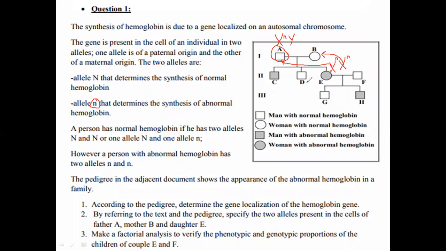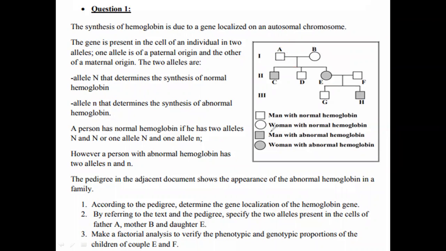So this daughter E is affected, عندها abnormal hemoglobin. But her father, who is A, is normal. So it's not the case. So it's not located on the X, Muhammad. You have to review the notes, Muhammad. Otherwise, you can't solve the exercise. Okay? ماشي. Okay, let's move now.